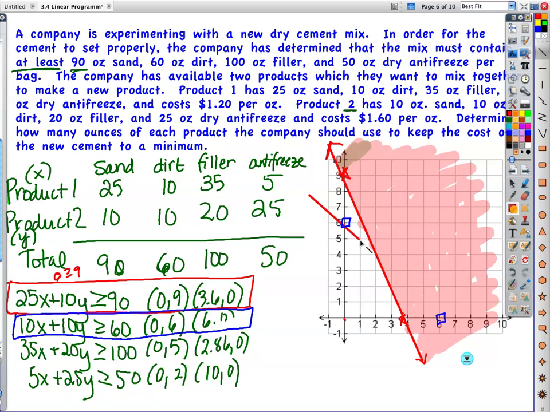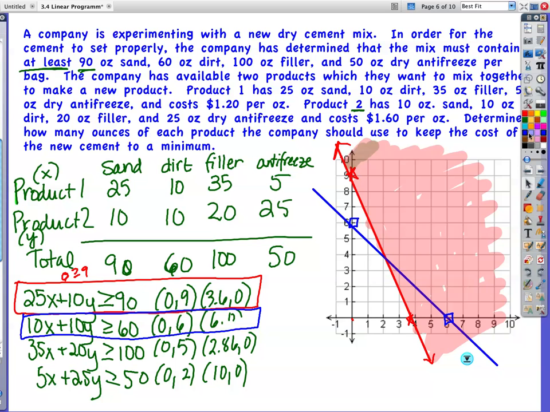See if I get it to all match up here all nice. Oh, look at that. Undo. Because I really want this to be in blue. Okay. And what do we do? We test 0, 0. 0 plus 0 is greater than or equal to 60. Not the case, so I have to shade everything on the other side, not the 0, 0 side.